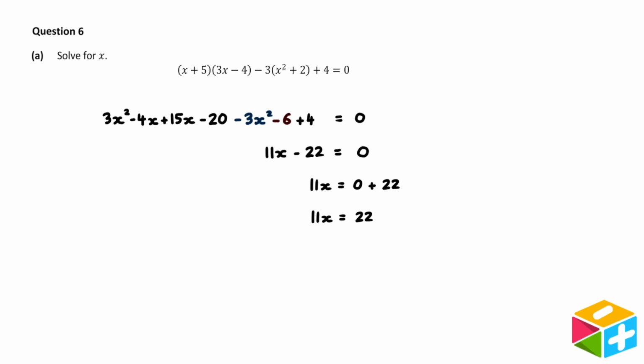The 11 in front of the x represents multiplication. To remove this, we'll do the opposite, which is division. So here, I'll divide both sides by 11. Performing the calculation on the right-hand side gives us our final answer. X is equal to 2.